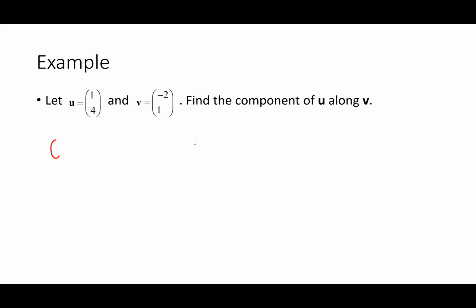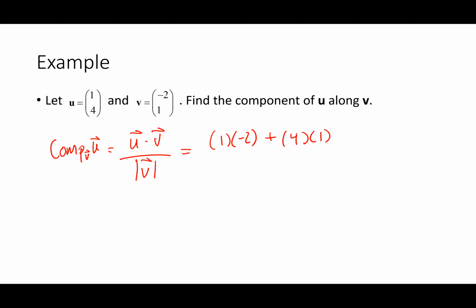There we go. The component of u along v is the dot product of the two divided by the magnitude of the second vector, which is v. So the dot product is x times x, 1 times negative 2, plus y times y, 4 times 1, all over the magnitude of v. So it's the square root of x of v squared plus y of v squared. That's negative 2 plus 4, which is 2, over root 5. So there you go, that's the length of v that comes from vector u.